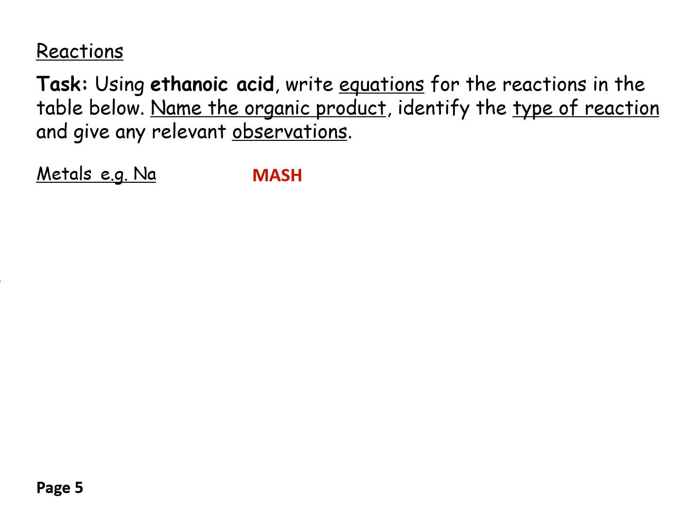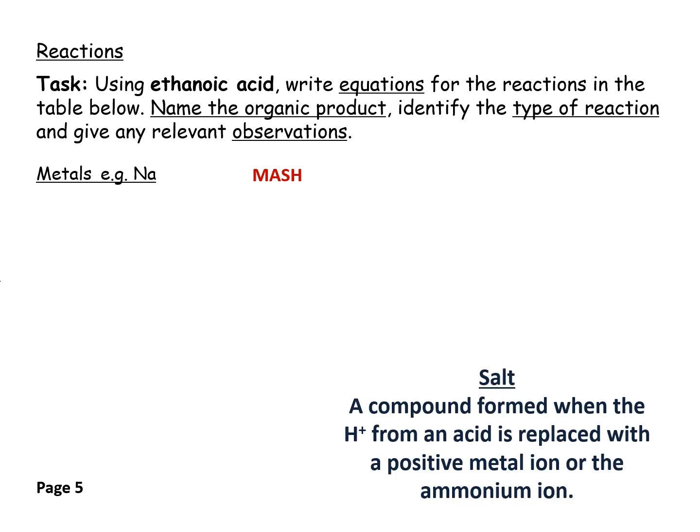So you might remember the mnemonic there, MASH, to help you to remember. So what is a salt? Can you remember the definition? Pause, have a think. Okay, so a salt is a compound formed when the H+ from an acid is replaced with a positive metal ion or the ammonium ion. So if you're asked for that in the exam, always make that definition specific for the acid and the metal ion involved. So here we're going to have the H+ from the ethanoic acid being replaced by the sodium ion.